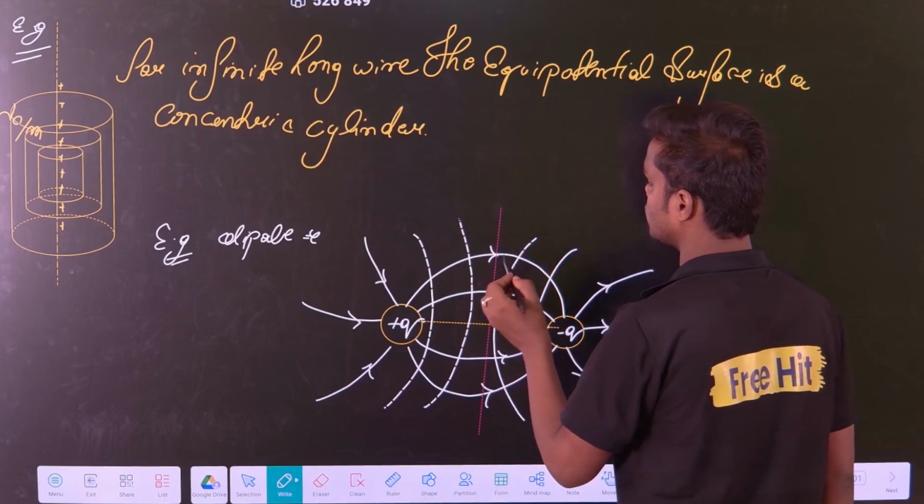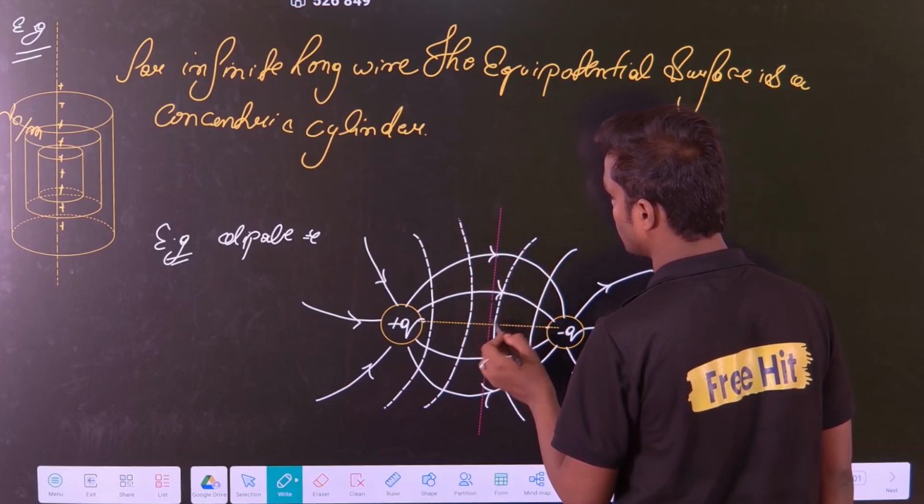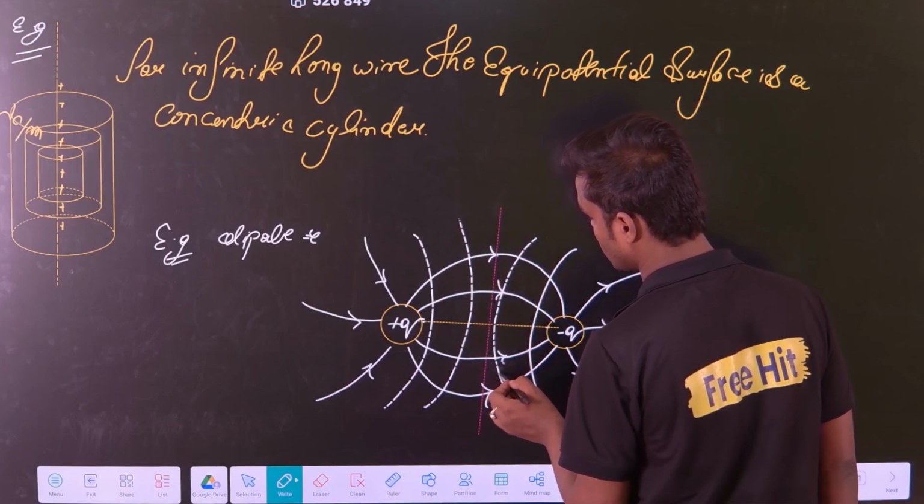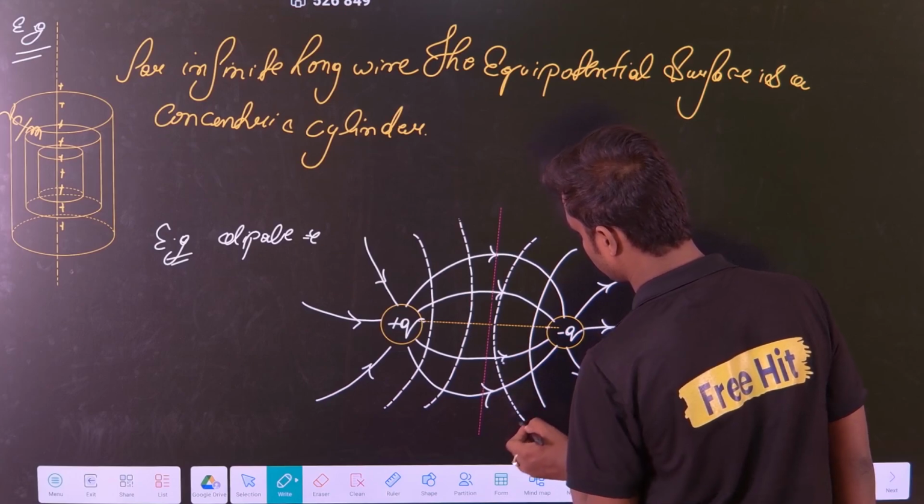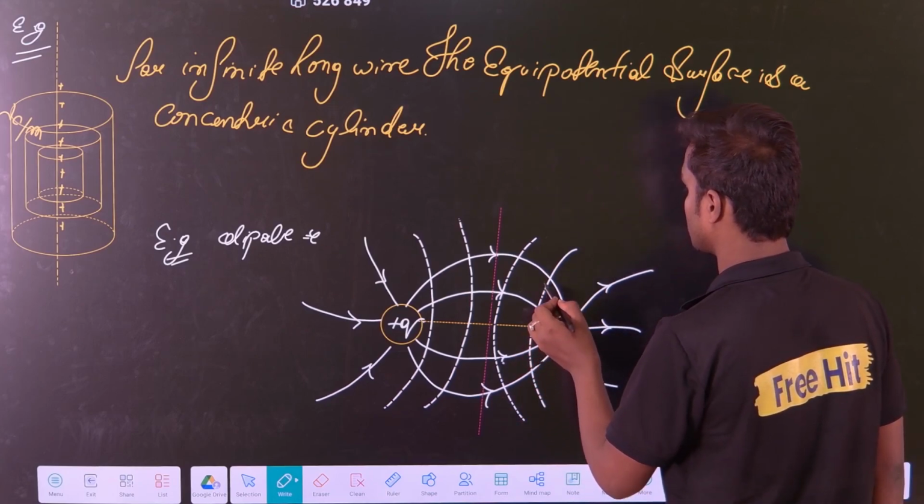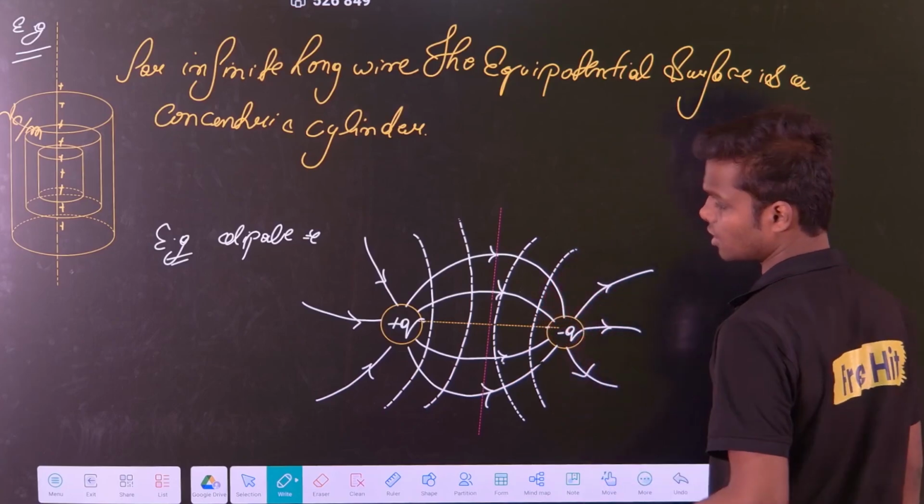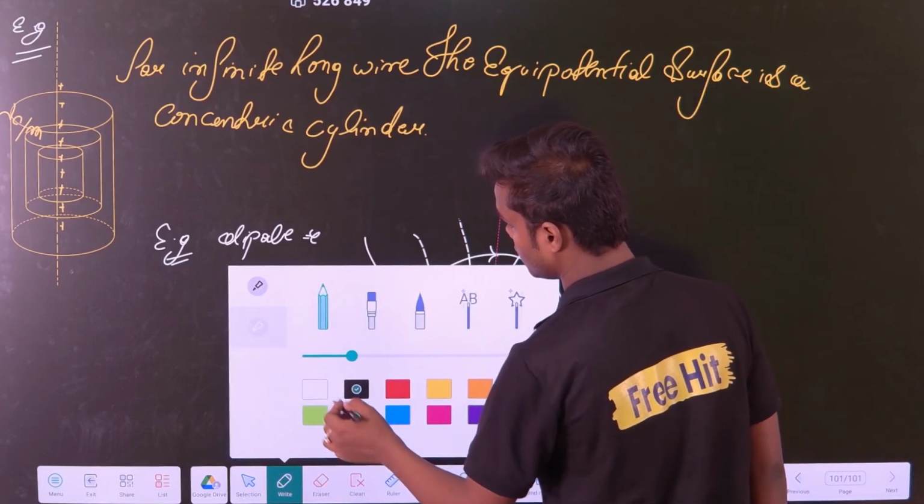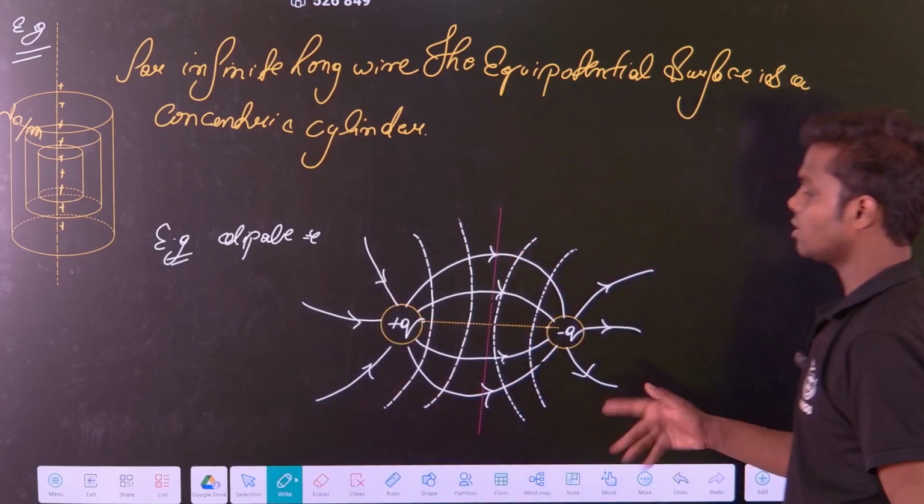This is an NCERT question also. In NCERT they have asked you to draw the equipotential surface for the dipole. Correct. This is how you will see the equipotential surface for a dipole.